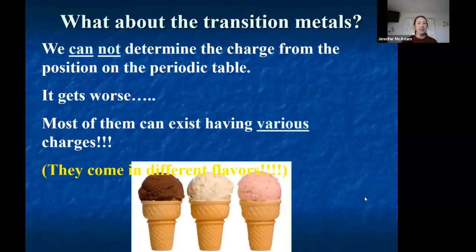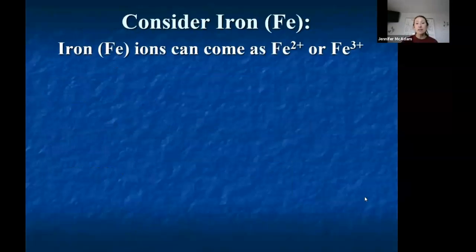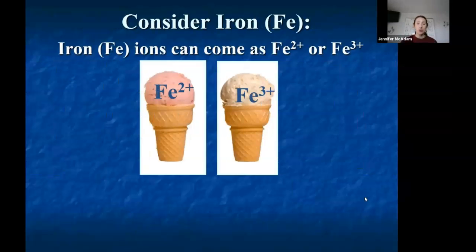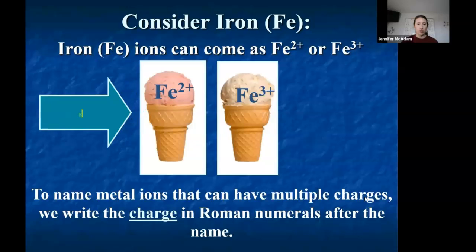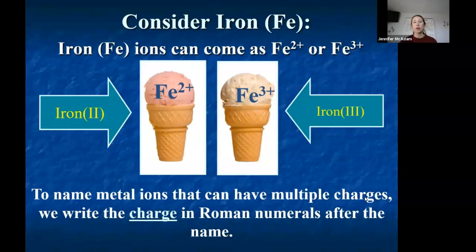So I like to think of it as they come in different flavors. For example, iron can be iron +2 or iron +3. Now, if an atom, it's a metal, has more than one charge, we have to tell our paper which one it is. And so we do that by using Roman numerals. So +2 just becomes Roman numeral 2. +3 just becomes Roman numeral 3.